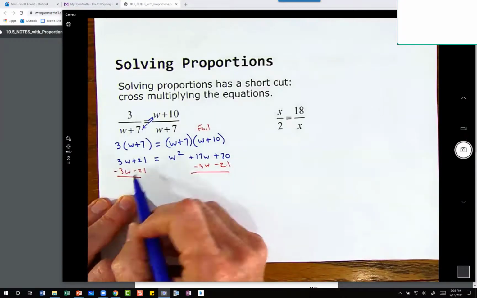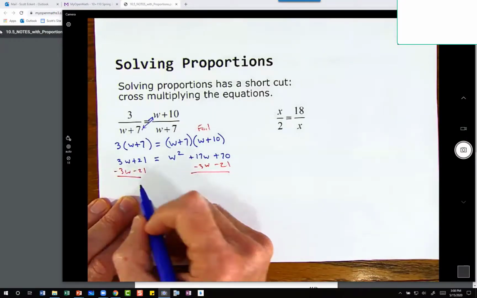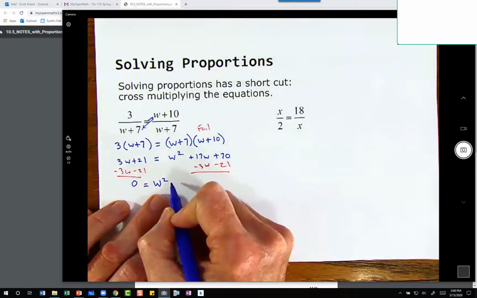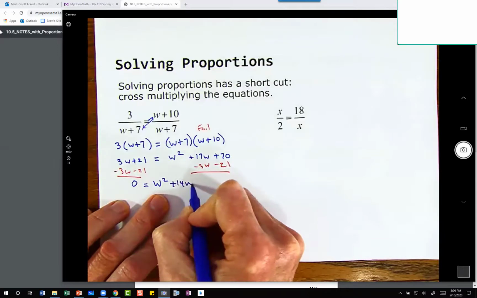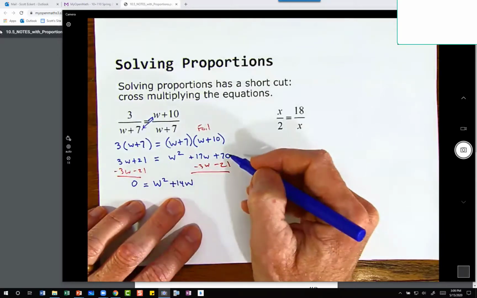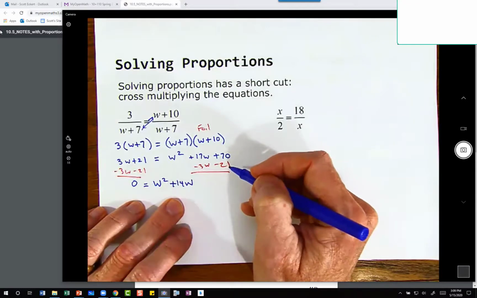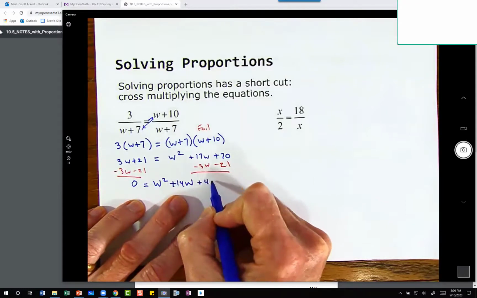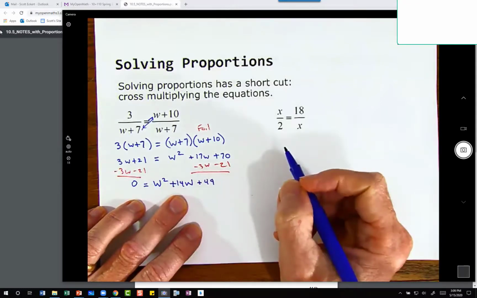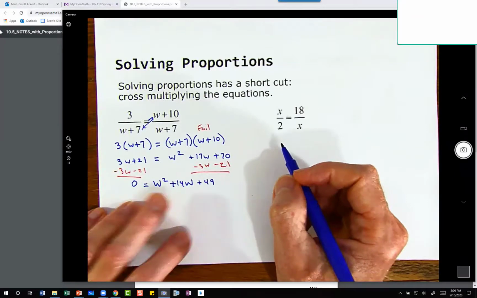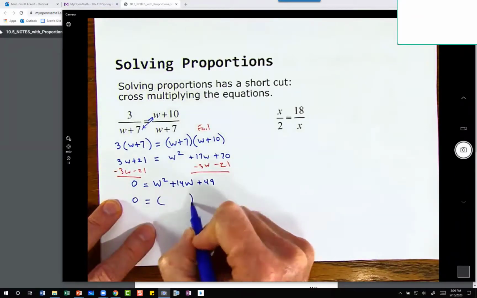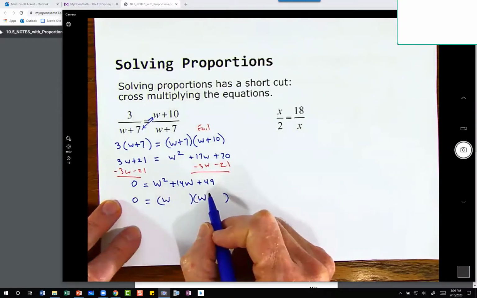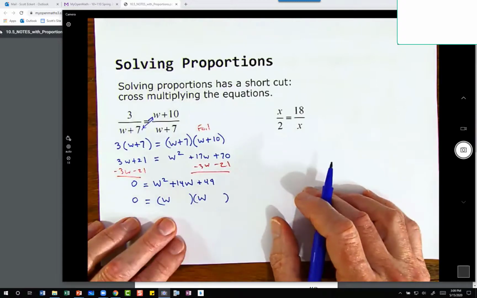So I'm doing 2 algebra steps at once to get rid of both of those guys and make that equal 0 really fast. 17w minus 3w is plus 14w. 70 minus 21 is plus 49. Okay, factor. I hope it factors. Can you think of 2 numbers that multiply to 49 and add to 14? 7. Yeah.